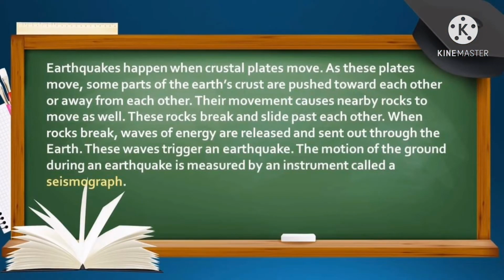Earthquakes happen when crustal plates move. As these plates move, some parts of the Earth's crust are pushed towards each other or away from each other. Their movement causes nearby rocks to move as well. These rocks break and slide past each other. When rocks break, waves of energy are released and sent out through the earth. These waves trigger an earthquake. The motion of the ground during an earthquake is measured by an instrument called a seismograph.